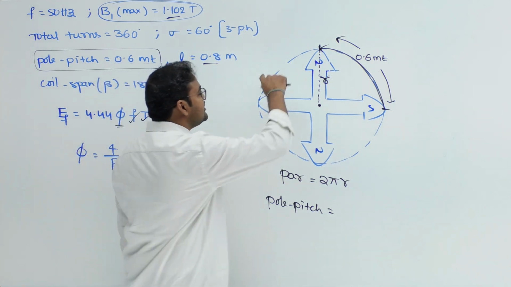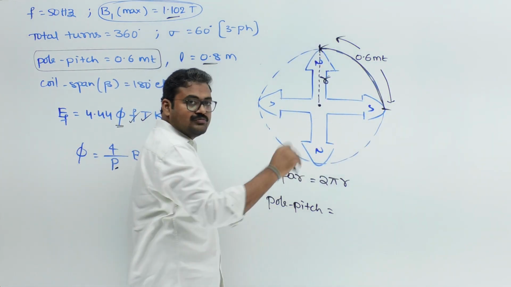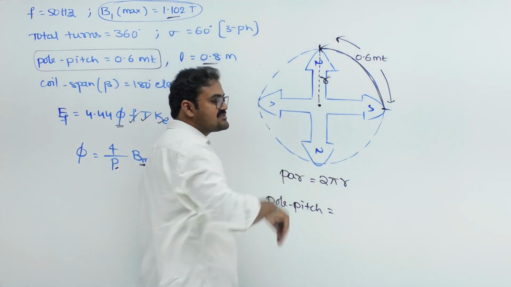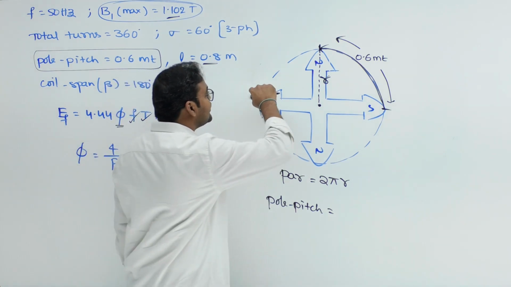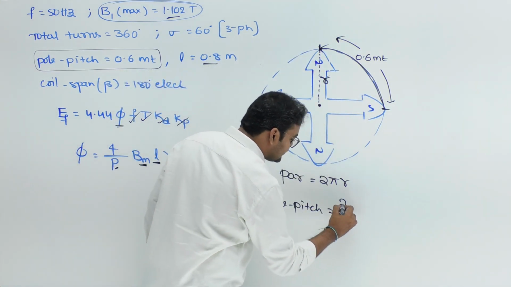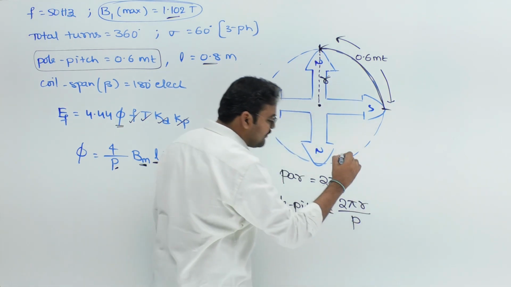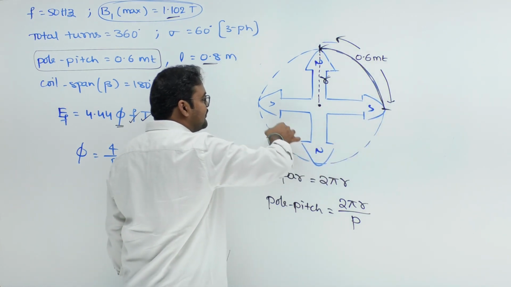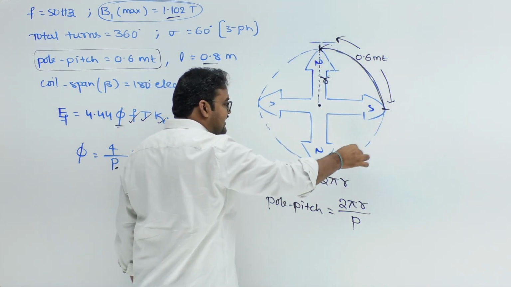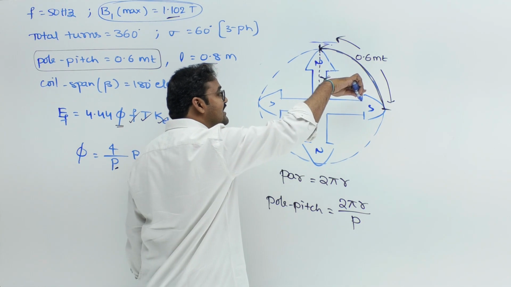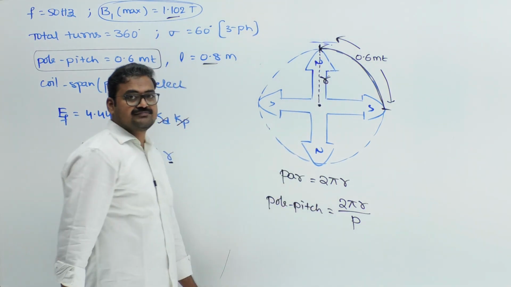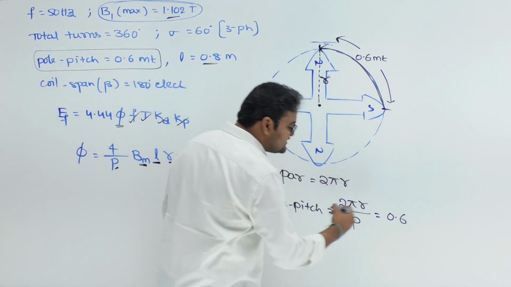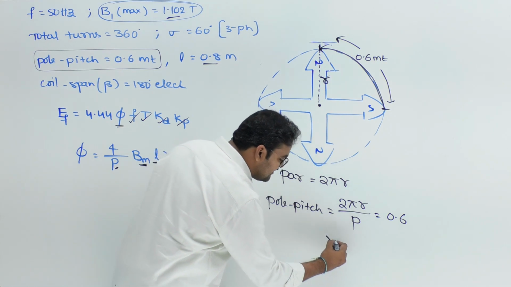Suppose it is a 2-pole machine, total circle length divided by 2. Suppose it is a 6-pole machine, total circle length divided by 6. If it is a p-pole machine, total length divided by p. Total length is 2 pi r divided by number of poles p. First of all, tell me what is 2 pi r? 2 pi r is the total circle length, perimeter. If the total circle length is 2 pi r, per pole how much is the length? Divided by p. This is nothing but pole pitch. And in the given question, pole pitch is how many meters? 0.6 meters.